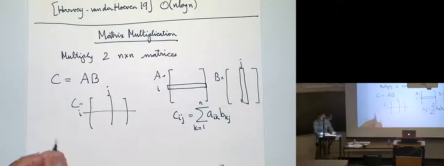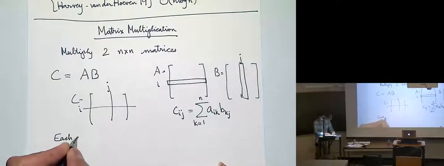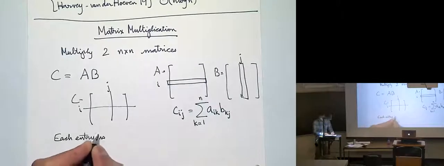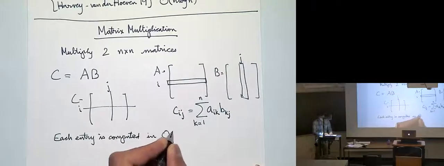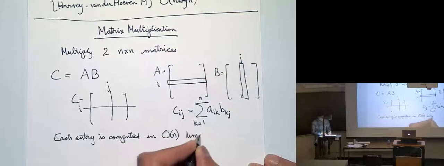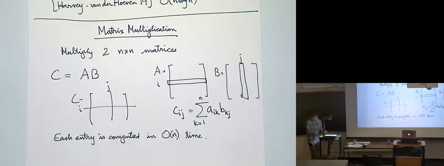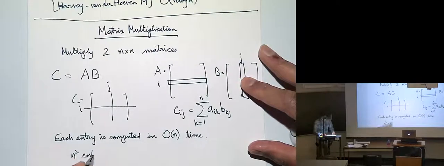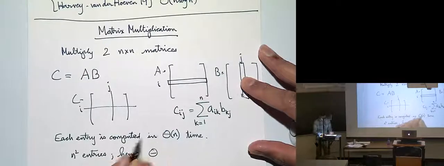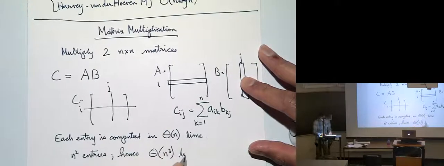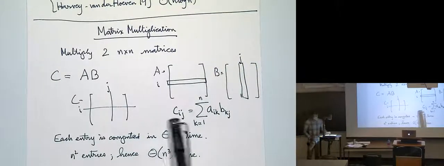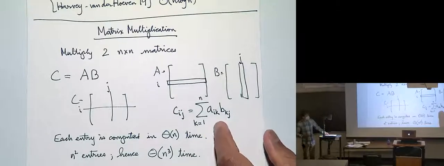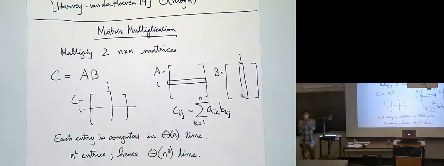So each entry is computed in O of n time. There are n square entries. Hence, you do theta n cube time. It's theta because it's exactly n cube, up to constant factors. So if you think about it, you are computing n squared dot products of vectors.